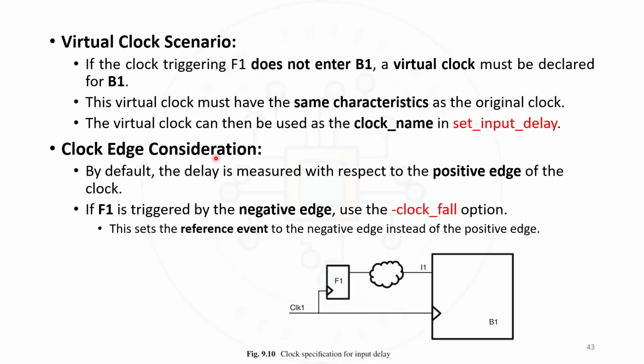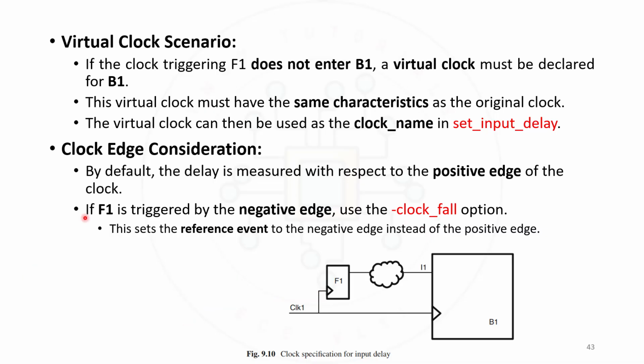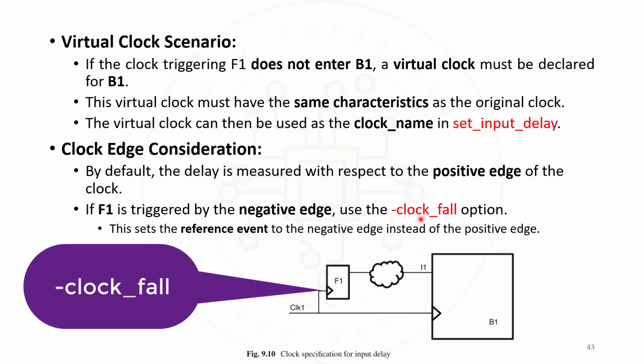Next, clock edge consideration. By default, the delay is measured with respect to the positive edge of the clock. So by default, we know this is triggered by the positive edge. Suppose there is a negative edge, then we have to use a switch called hyphen clock fall. So if F1 is triggered by negative edge, use hyphen clock fall as the option. This sets the reference event to the negative edge instead of the positive edge. By default, it will be positive edge. Suppose it is negative edge, then simply use this particular switch called hyphen clock fall.